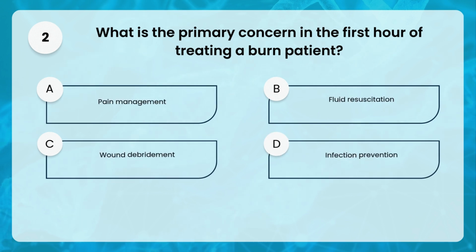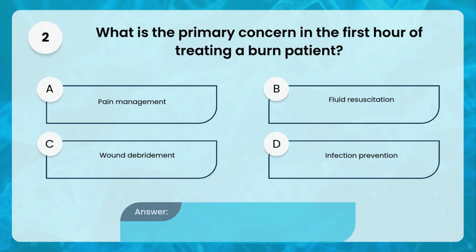Number 2. What is the primary concern in the first hour of treating a burn patient? A. Pain management. B. Fluid resuscitation. C. Wound debridement. Or D. Infection prevention. The answer is B.